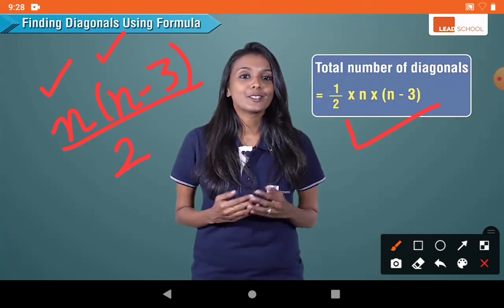Today's homework is you have to find out the number of diagonals of an 80-sided polygon. And you can check the solution in the following video. That's all for today. So note down this formula in the notebook, and we shall discuss the types of polygons in our coming lecture.